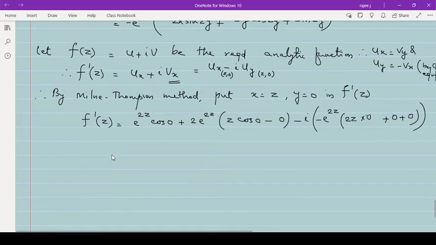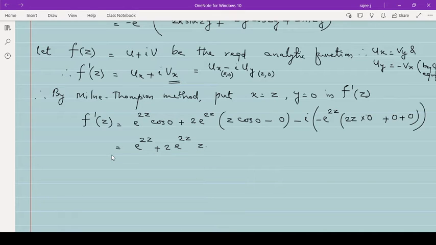Okay, because sine 0 is 0, that's why we can directly write this value as 0. So this is equal to e raised to 2z, and cos 0 is 1. So this cos 0 is 1, so this will be here, plus 2 into e raised to 2z, and here z into cos 0 is 1.